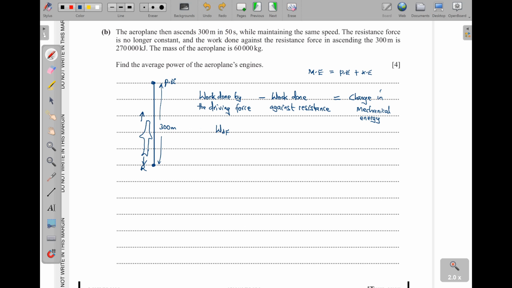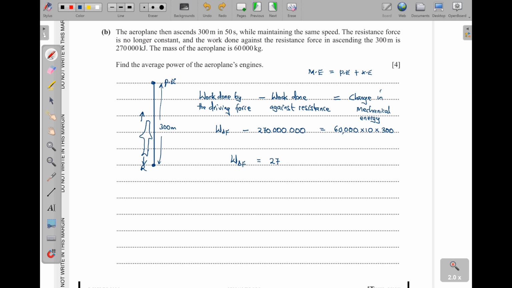Okay, so work done by the driving force, then minus work done against resistance. It is given here, so we shall write 27,000 times 1000, kilo, another 1000, then change in mechanical energy, which I told you is the potential energy, which is mgh. So m is 60,000, g is 10, then the height is 300. So meaning work done by the driving force is going to be equivalent to this 27 when it crosses and it goes the other side.